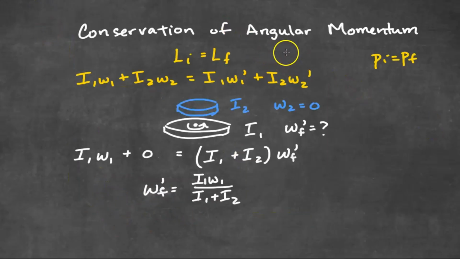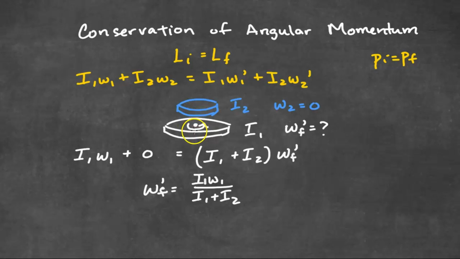Now we're going to take a look at the conservation of angular momentum. Just as the conservation of linear momentum is super helpful for analyzing systems with multiple objects colliding and there's no external net force, the conservation of angular momentum is helpful when you're analyzing multiple objects and there's no external net torque. If there's no external net torque, then we can say that the initial angular momentum equals the final angular momentum. We can expand this equation out and write I1 omega 1 plus I2 omega 2 is equal to I1 omega 1 prime plus I2 omega 2 prime.